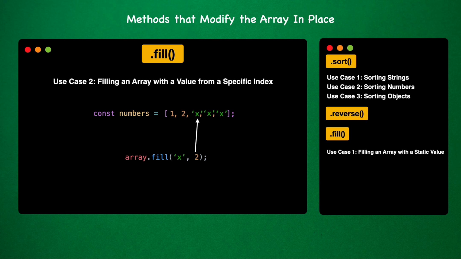With this, we conclude our journey through the array methods that modify the original array in place. Each method serves a unique purpose, allowing us to manipulate and control our data structures effectively.